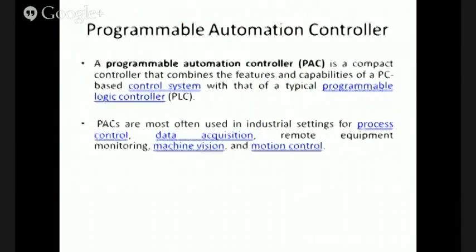Programmable automation controllers. Now this is a combination of programmable, which means it combines the features and capabilities of a PC, this computer, and a control system. That's why it is known as PAC. It is a compact controller that combines the features and capabilities of a PC-based control system with that of a typical programmable logic controller, PLC. If you combine it, it becomes PAC, Programmable Automation Controller. PACs are most often used in industrial settings for process control, data acquisition, remote equipment monitoring, machine vision, and motion control. These are the places where PACs are mostly used in industries.